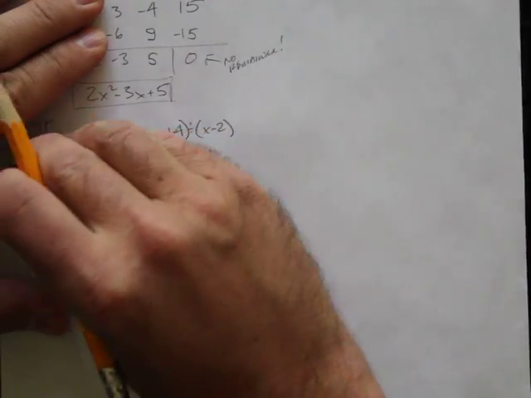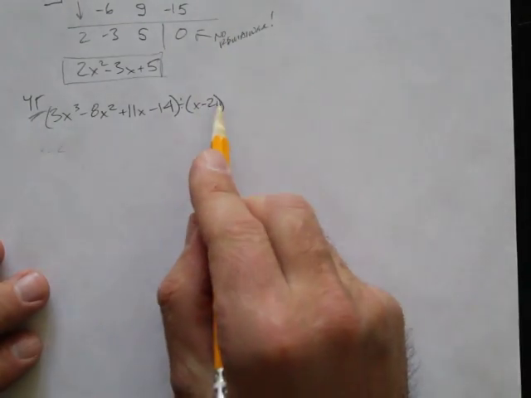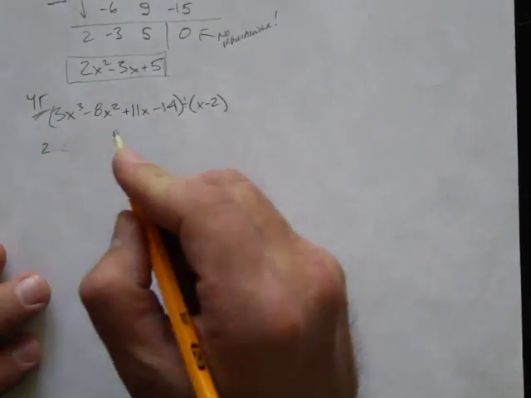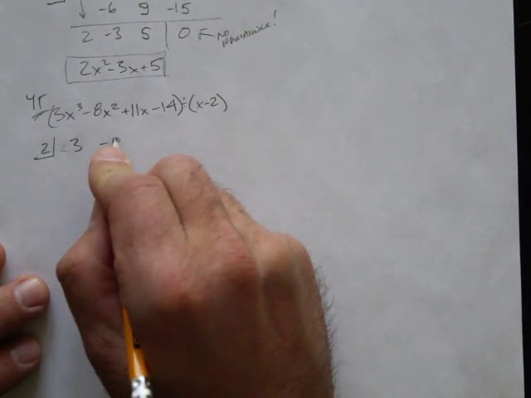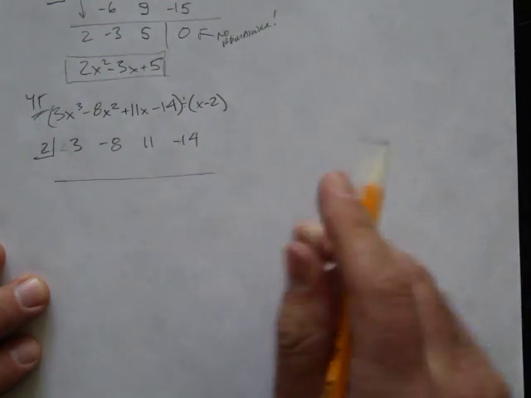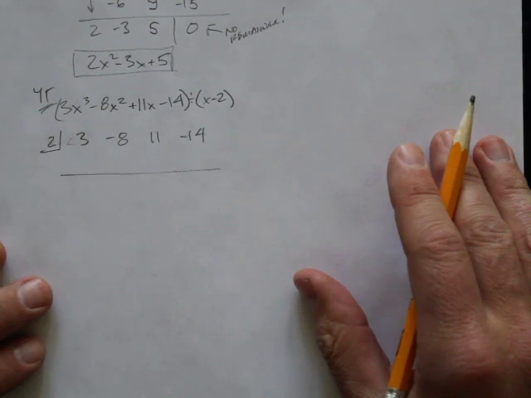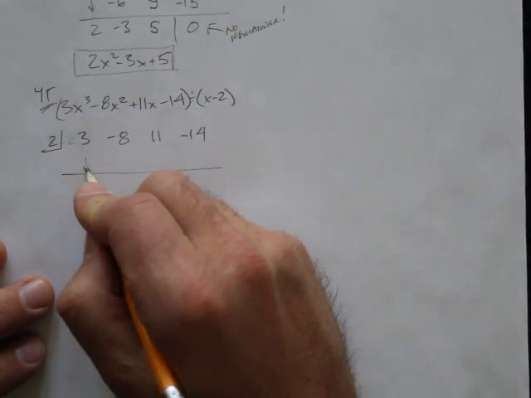Oops, I was just about to do long division on this thing. What makes this 0? What x value makes that 0? It is positive 2. Then I say 3, negative 8, positive 11, negative 14. Put that over this bar here. I can draw this too here if I want. All right, 3 comes down.